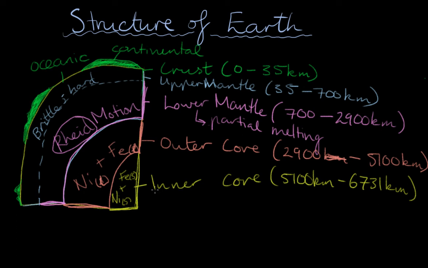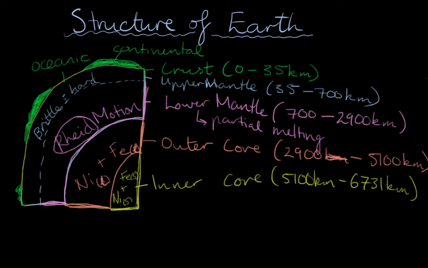Our next region is the core, which is divided into outer and inner. In the outer core, because the temperatures are so high but the pressures aren't quite as high, nickel and iron are able to exist in their molten liquid forms. Traveling even deeper into the inner core, our iron and nickel exist in their solid form because the pressure is so high, even though the temperatures are also very high.